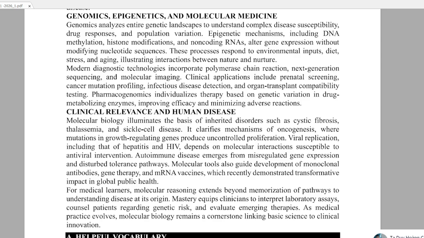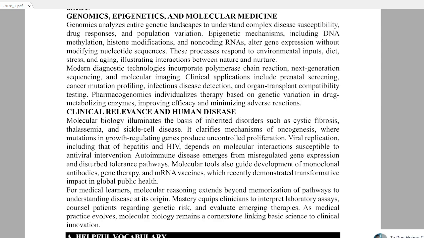Clinical relevance and human disease. Molecular biology illuminates the basis of inherited disorders such as cystic fibrosis, thalassemia, and sickle cell disease. It clarifies mechanisms of oncogenesis, where mutations in growth-regulating genes produce uncontrolled proliferation. Viral replication, including that of hepatitis and HIV, depends on molecular interactions susceptible to antiviral intervention. Autoimmune disease emerges from misregulated gene expression and disturbed tolerance pathways.